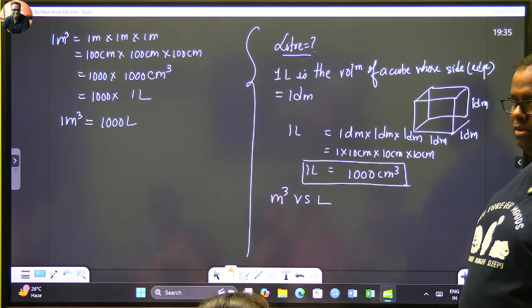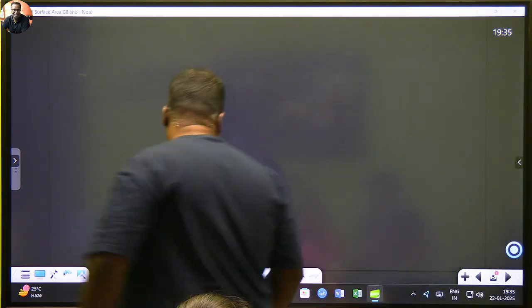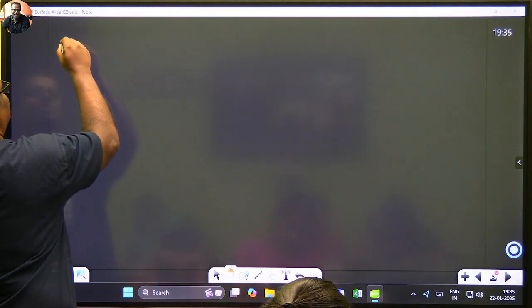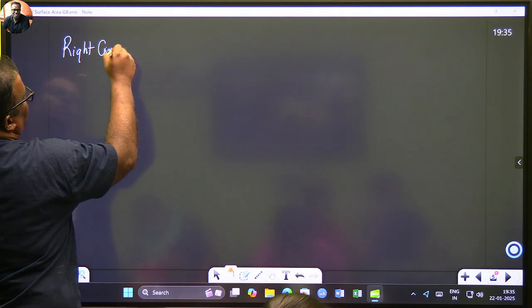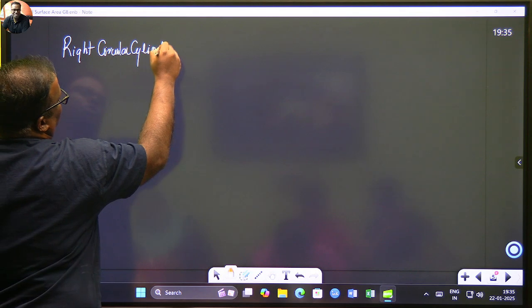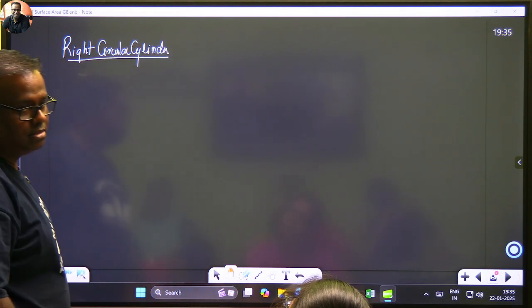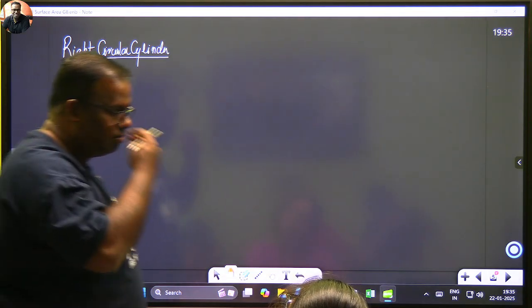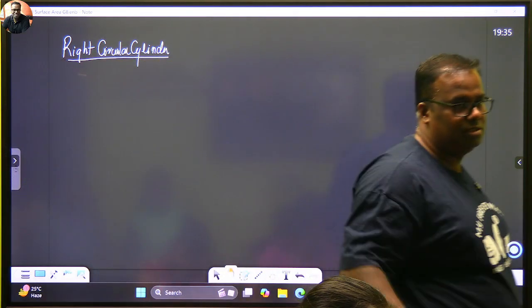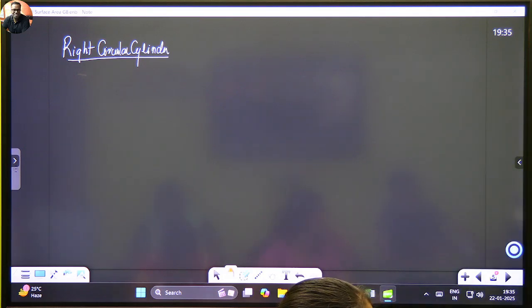Quick look at cylinder now. Okay. Cylinder. What we study is known as a right circular cylinder, not just cylinder, right circular cylinder. A right circular cylinder is something like your bottle. Okay? Give me that empty bottle. Yes, right circular cylinder. This is a right circular cylinder.